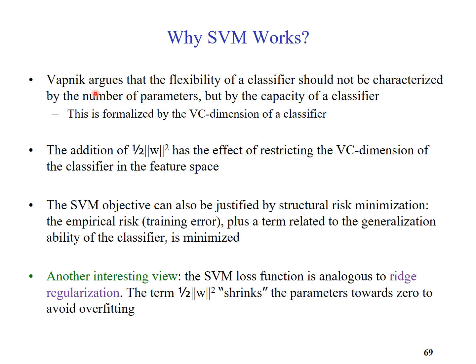So here Vapnik introduced the VC dimension, okay, and that represents the complexity or flexibility of a classifier. So in SVM we minimize this, okay, and minimizing this actually minimizes the VC dimension of the classifier. If you reduce the VC dimension, it reduces the test error by the SRM method, okay. I explained it in an earlier part of this chapter.